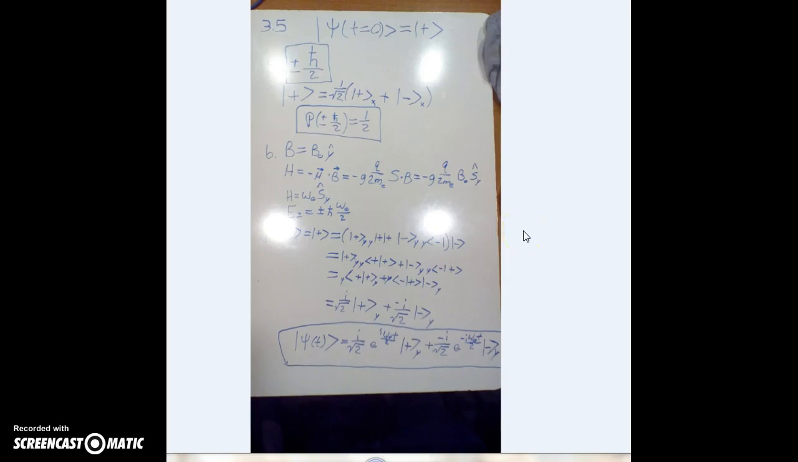So this is problem 3.5. It gives a spin 1/2 particle, and it has a moment at time t equals 0. It gives the state of the particle as this. So first it asks the probability of finding the different possible spins at time equals 0.